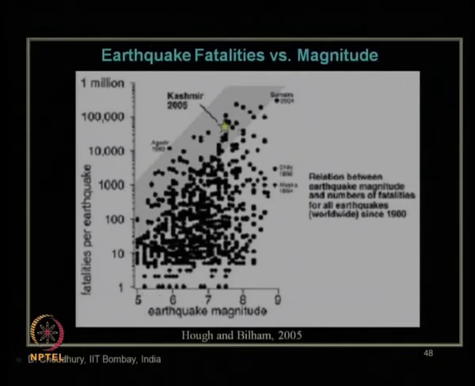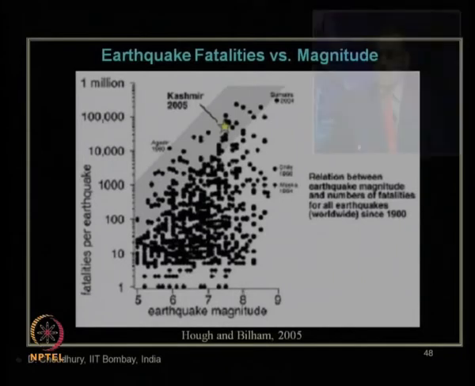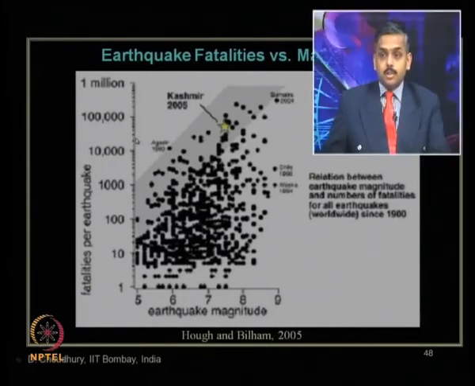This is a typical picture given by Howe and Bilham in 2005, the relationship between the number of fatalities and earthquake magnitude. You can see the points. Obviously, as earthquake magnitude increases in a highly populated area, the number of damages or fatalities will increase, but it is not always so. Sometimes you can see that with large magnitude, the number of fatalities is less. That means probably either the construction and design were pretty good, which could take care of that high magnitude of earthquake, or in that locality there were fewer people staying at that location.